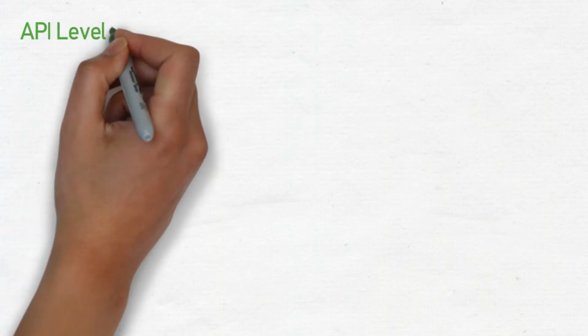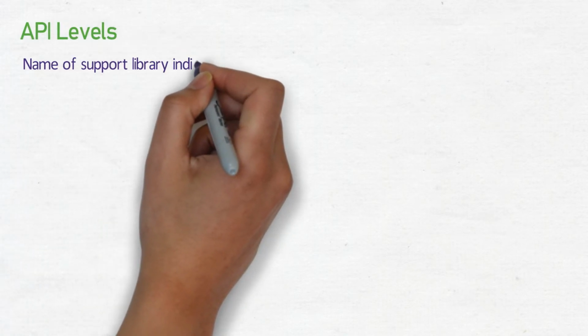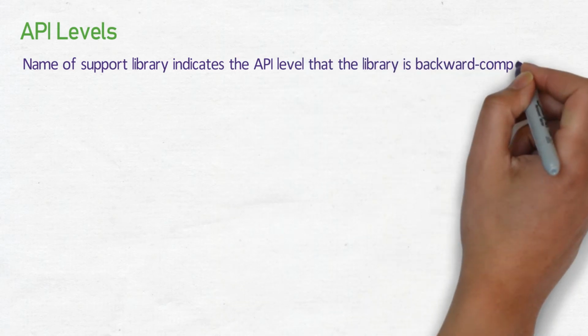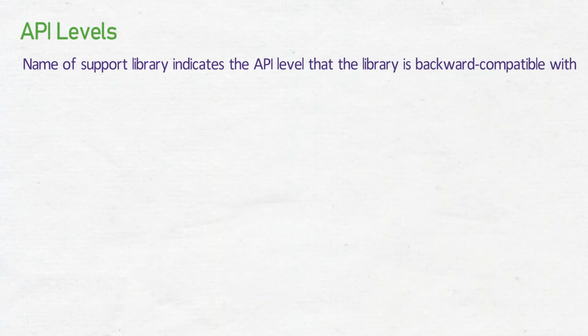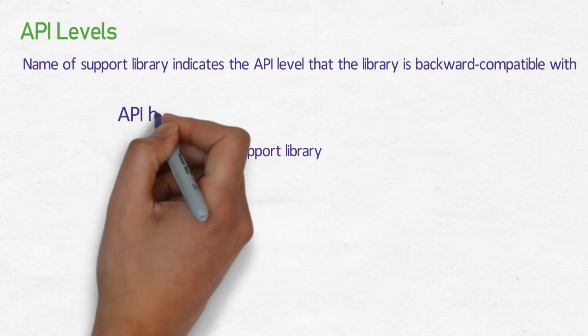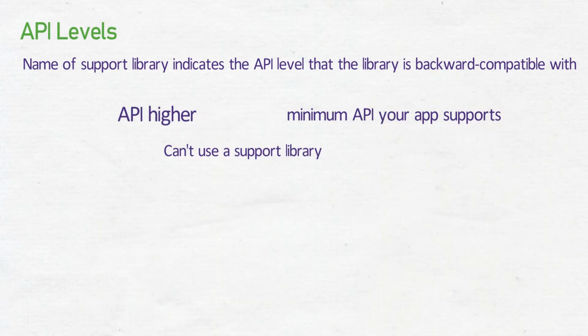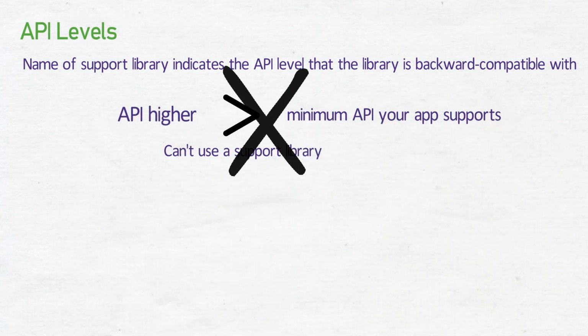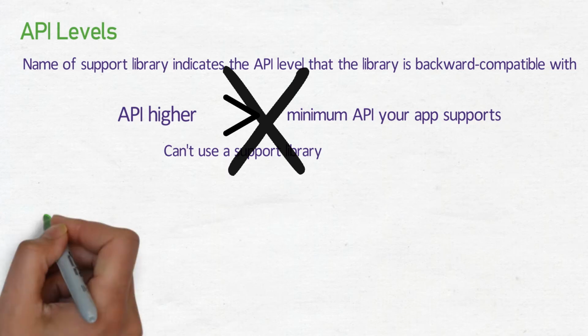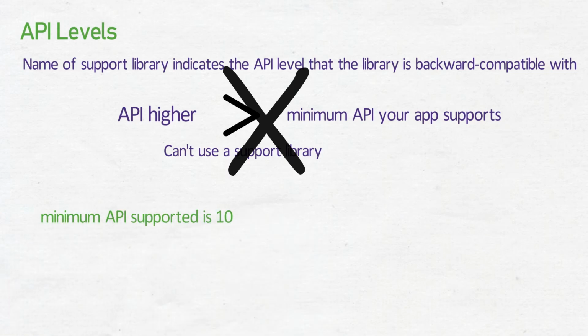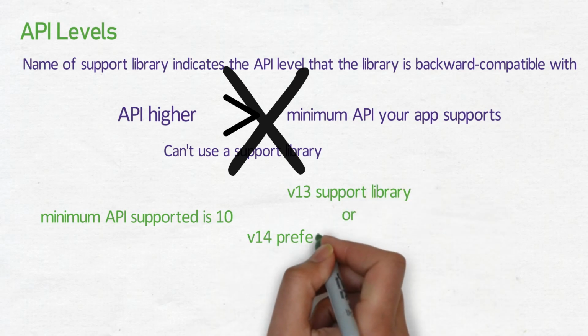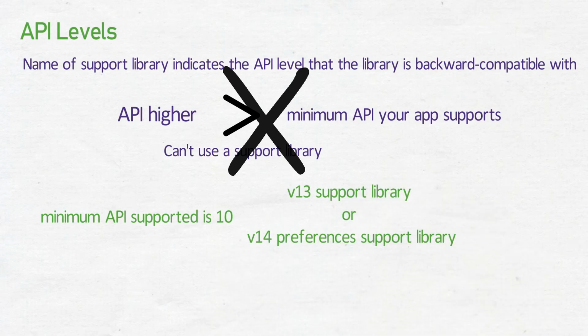In addition to the actual version number, the name of the support library itself indicates the API level that the library is backward compatible with. You cannot use a support library in your app for an API higher than the minimum API your app supports. For example, if the minimum API your app supports is 10, you cannot use the V13 support library or V14 preferences support library in your app.